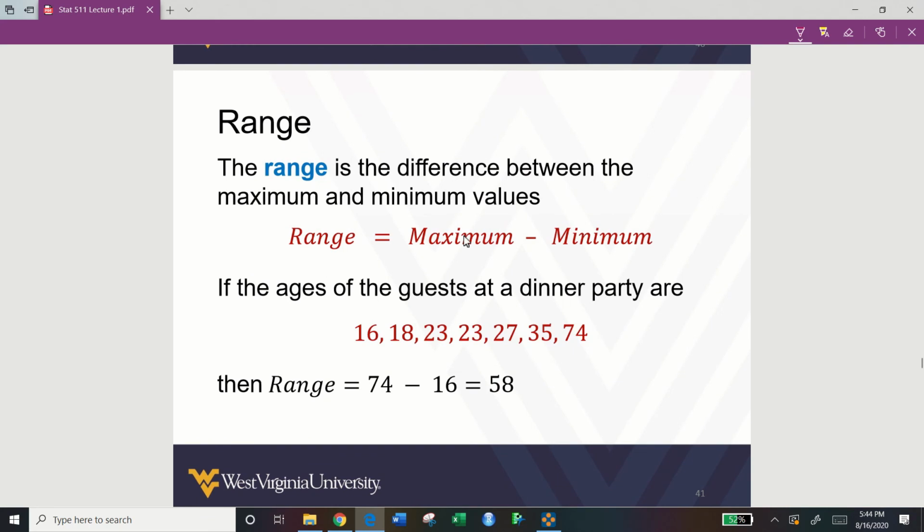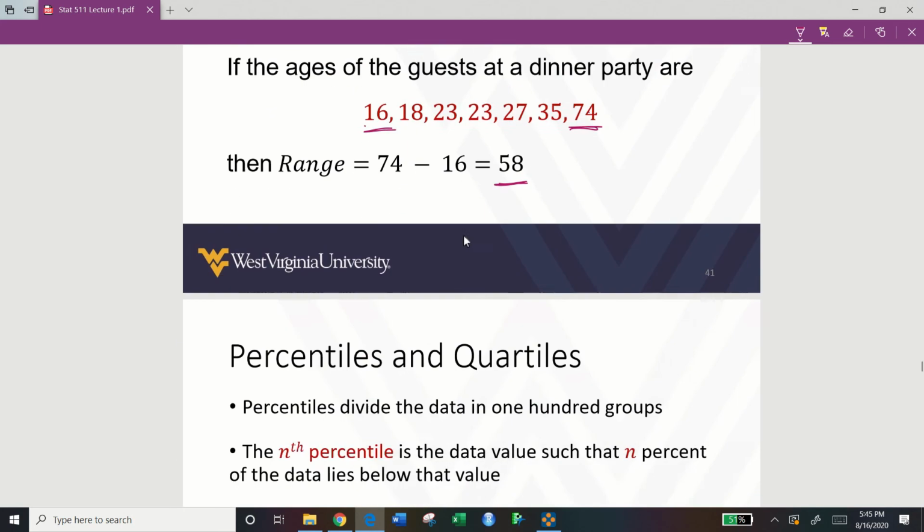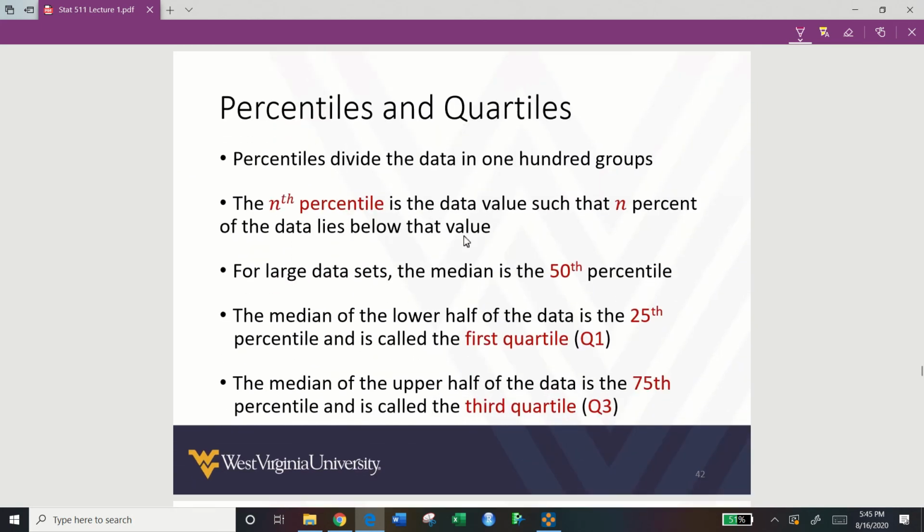One common measure of spread that you all are aware of is the range, which is the difference between the maximum and minimum values. So if we take a supposed age list of guests at a dinner party, we had people that were 16, 18, 23, 23, 27, 35, and 74. The range would be 74 minus 16, the oldest guest minus the youngest guest. So we have a range of 58. But that's not the only thing we can concern ourselves with. We can also talk about percentiles and quartiles.